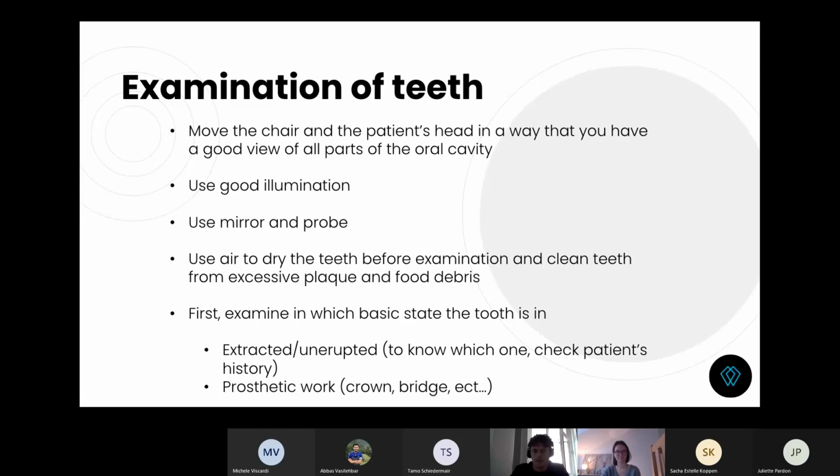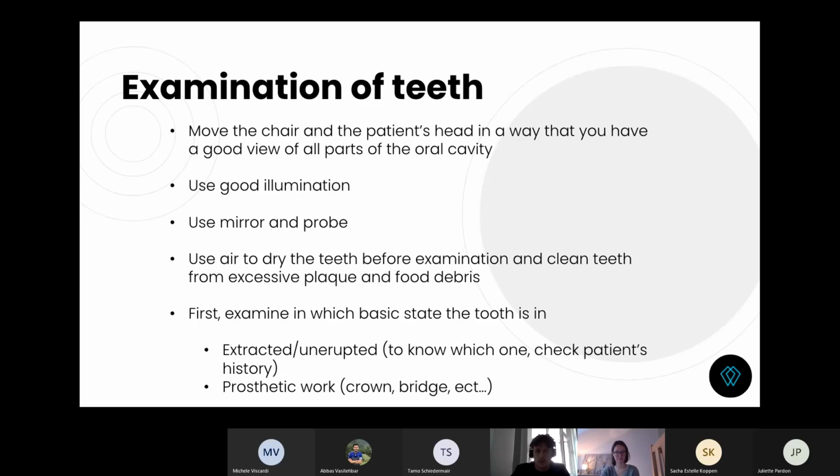Use a mirror and a probe. The mirror you can use also to shine light onto specific areas. You can use it to examine surfaces of the teeth that otherwise you wouldn't see. The probe is mainly to test if something is, for example, just a discoloration or if it's a cavity, to test for hardness of the structures, and also to test fillings and the margins.